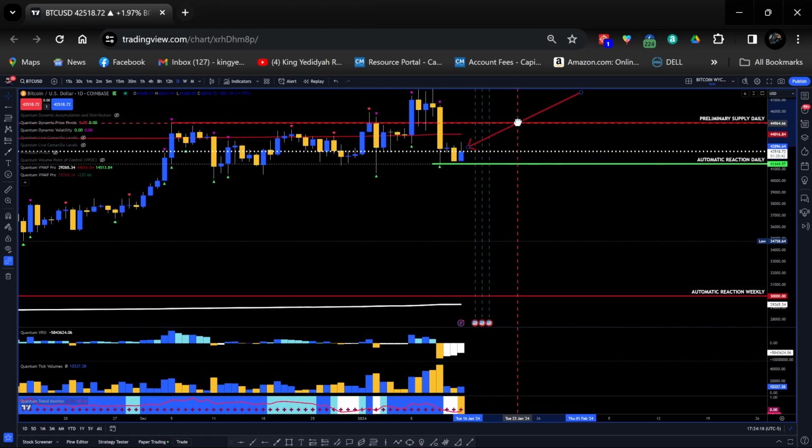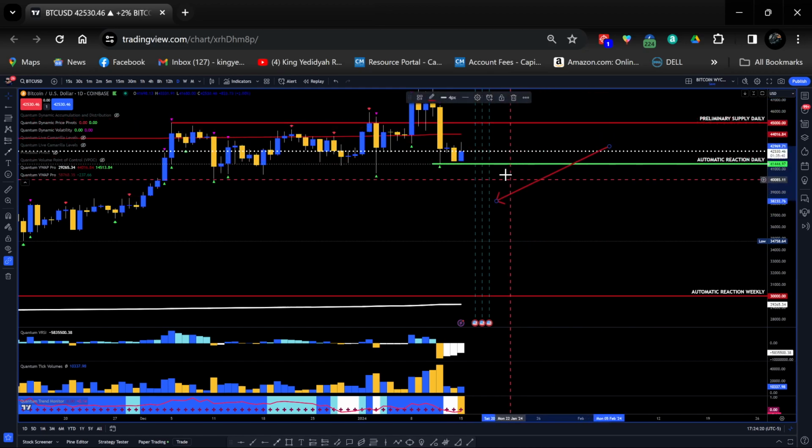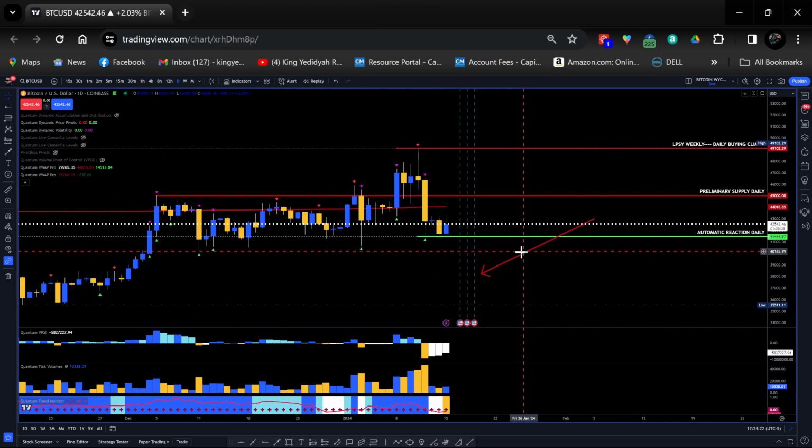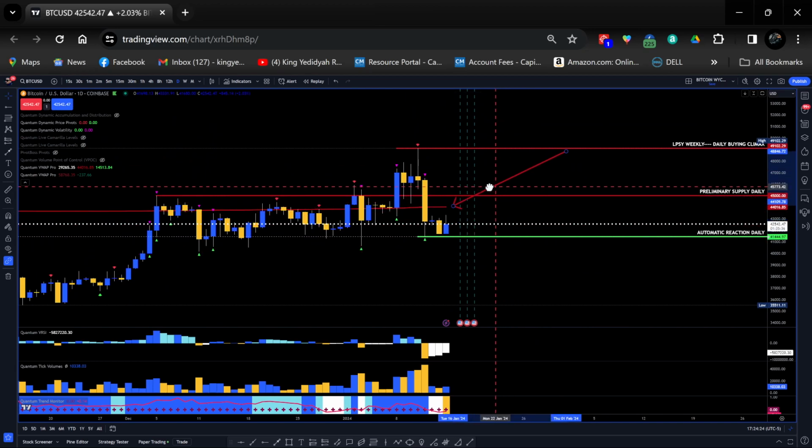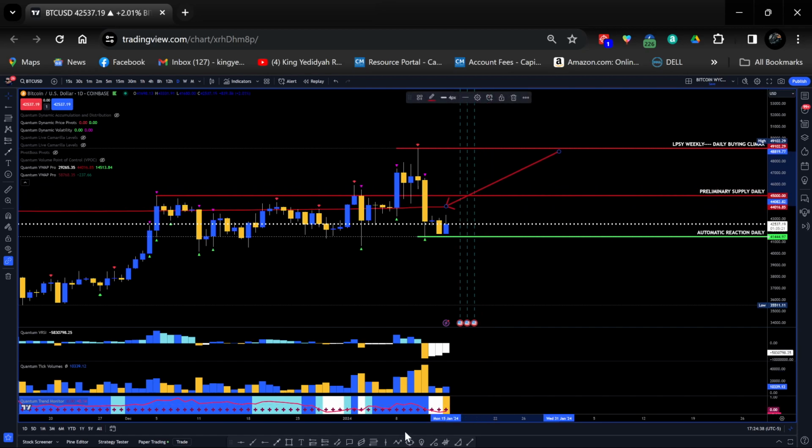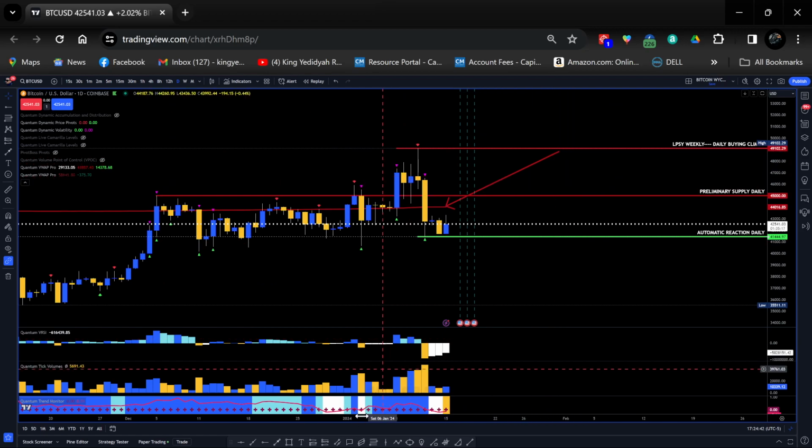So this is what I'm thinking. Now, if we do get a pullback here, I'm looking for a rejection of this upper deviation on the VWAP band right there at 44,016. So I would look for rejections here on a lower time frame. Let's see, 44,016. One second.